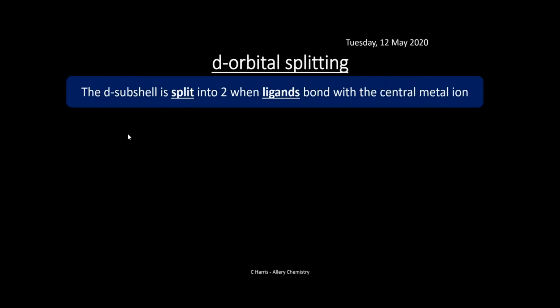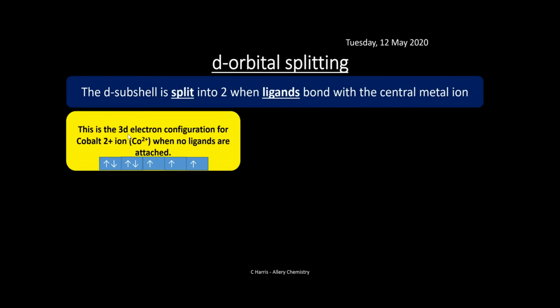Okay, so let's look at d-orbital splitting. This is really looking at the reasons why these transition metals are so colourful, and it's mainly down to this phenomenon. There's a little bit of physics creeping back in here as well. The d subshell is split into 2 when ligands bond with the central metal ion. So we've got the central metal ion, the ligands bond to it, and the d subshell, instead of having a nice neat 5 orbitals in a row, actually splits into 2 different parts.